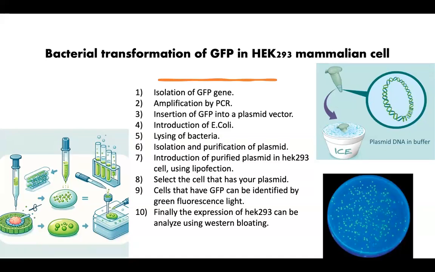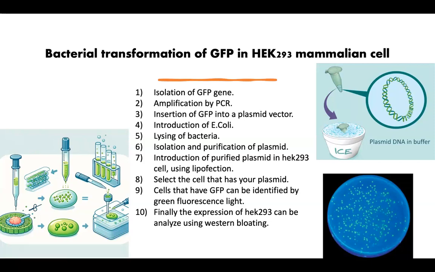Then the transformation of the gene into bacteria, where the recombinant plasmid is introduced into typical E. coli, where the plasmid is then purified again, then transferred into the HEK293 cell, and it is identified by green fluorescence.